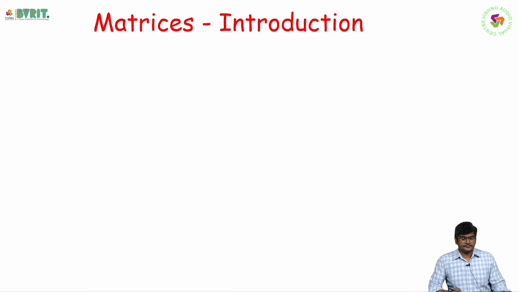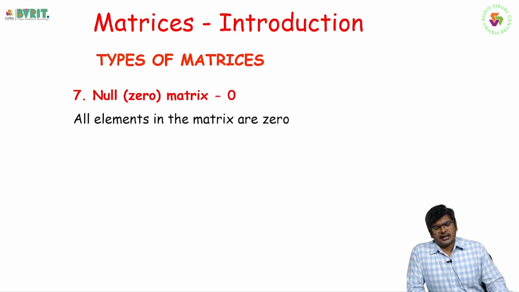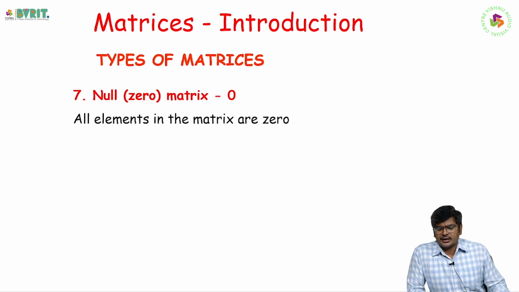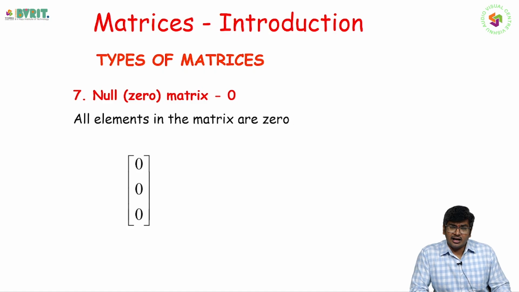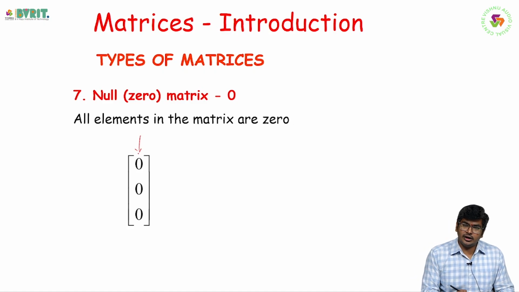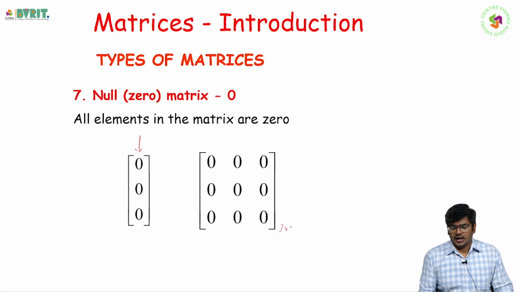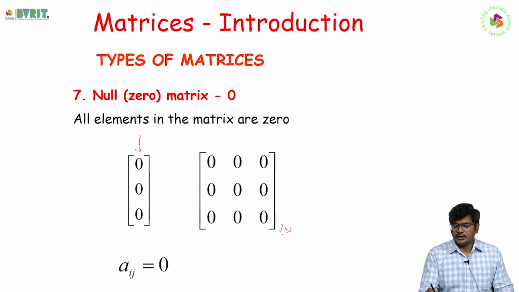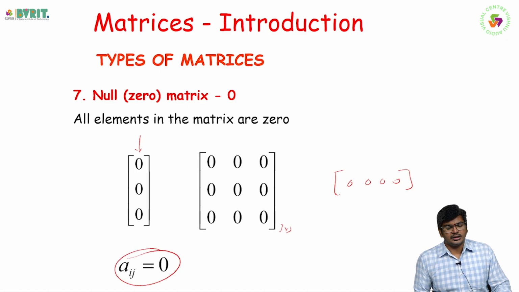Okay. Next, null matrix. All entries in the matrix are zeros. Example, this is called the null matrix. A null matrix can be a column matrix or a row matrix. This is called the column matrix because it has only one column. This is the null matrix of a 3 by 3 matrix. And a row matrix, null matrix: 0 0 0 0. This is called the null matrix of the row. Therefore, in Aij, all entries are zeros. That type of matrix is called the null matrix.